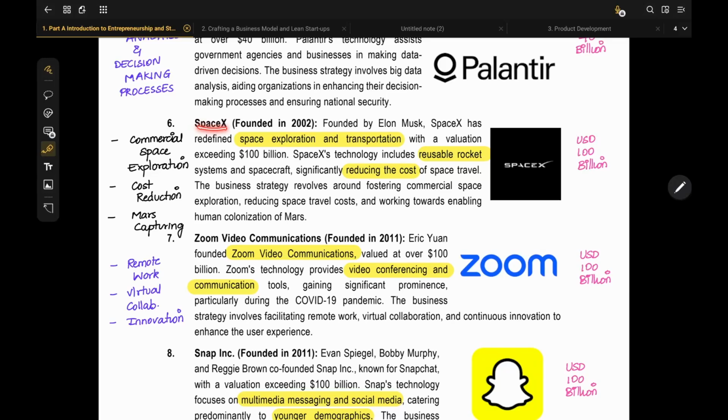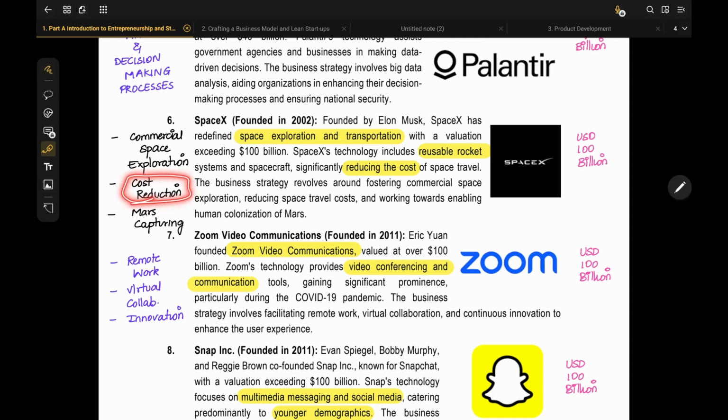And then SpaceX. SpaceX is also founded by Elon Musk. They are working on commercial space exploration. What is commercial space exploration? If you give money to that SpaceX company, they will take you to outer space and show you all the planets and all. That is the basic concept of commercial space exploration. Like you go to a zoo, you can go to outer space and visit all those things for tourism purposes.